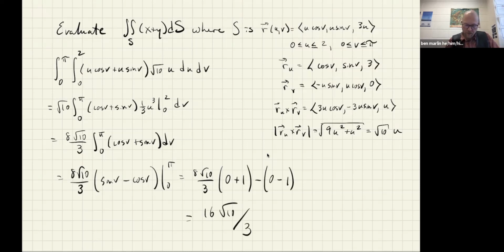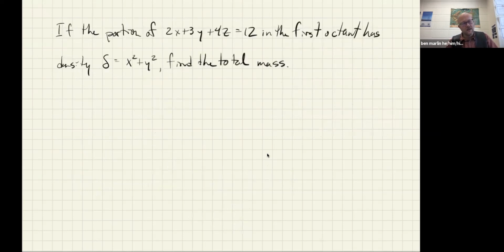Okay. Ugh. Answers look awful. Anything that has to do with arc length, surface area, it feels like the answers are always awful. So, all right. This is another one. Here we're trying to deal with the portion of 2x plus 3y plus 4z equals 12 in the first octant.